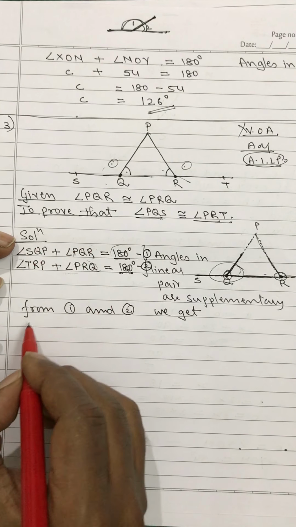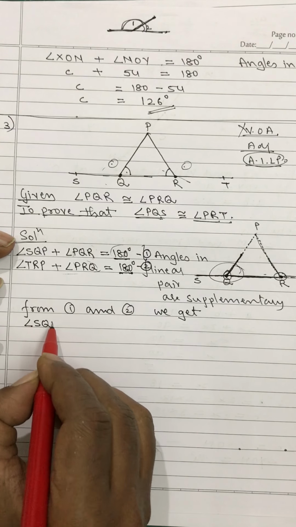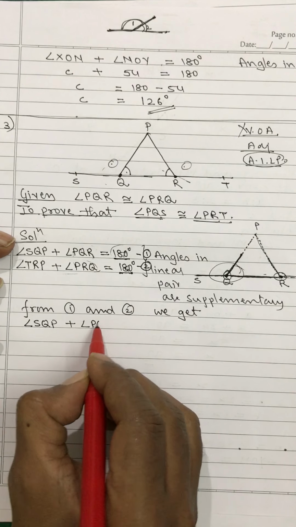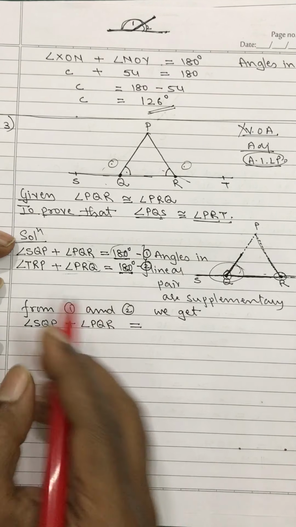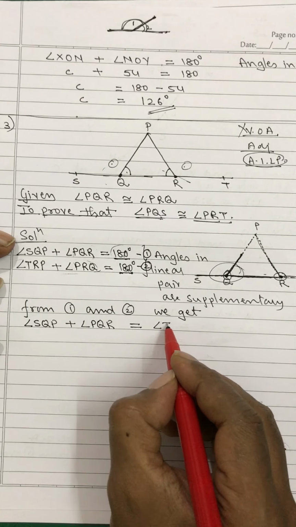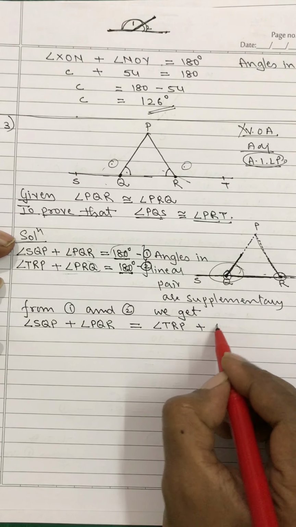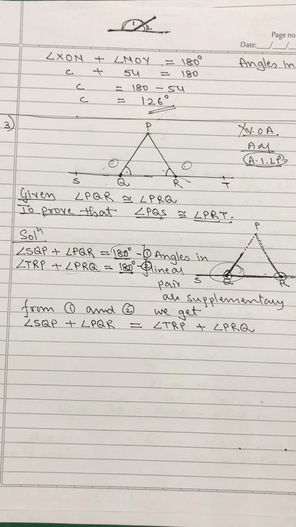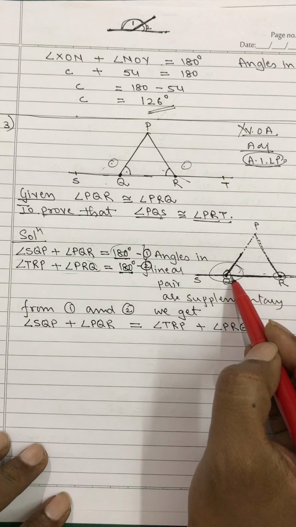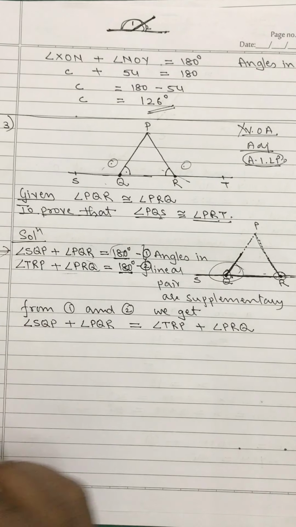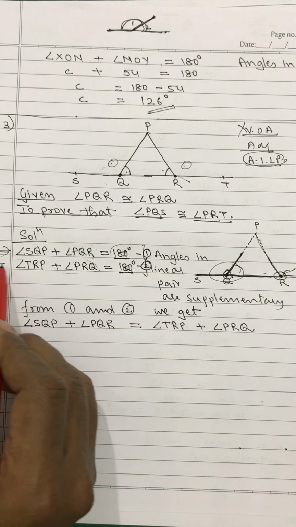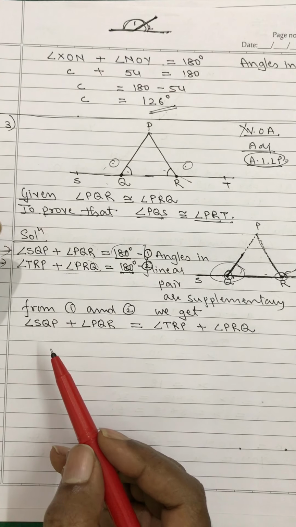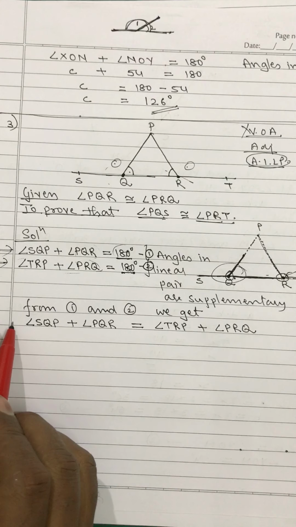And what is the left hand side over here? Angle SQP plus angle PQR is equal to, and the second left hand side, angle TRP plus angle PRQ. This is what you will get. One more thing that you have to understand, this is the next step. When you applied one theorem, one equation got generated. When you applied the second theorem, a second equation got generated, and from these two equations a third equation got generated.